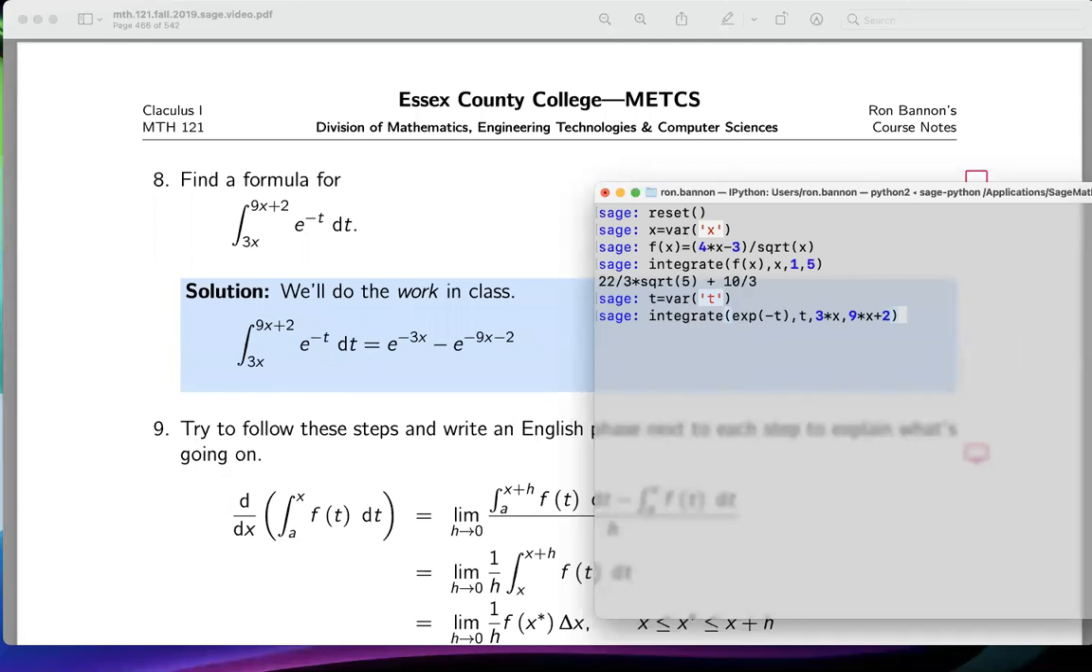Again, if I do something wrong, it's going to tell me I did it wrong, but it's not going to blow up. I got an answer. The question is, is it their answer? Well, let's take a look at it. It's e to the minus 3x. I do see that. Minus e to the, wow, we did it right. Okay, we did it right.